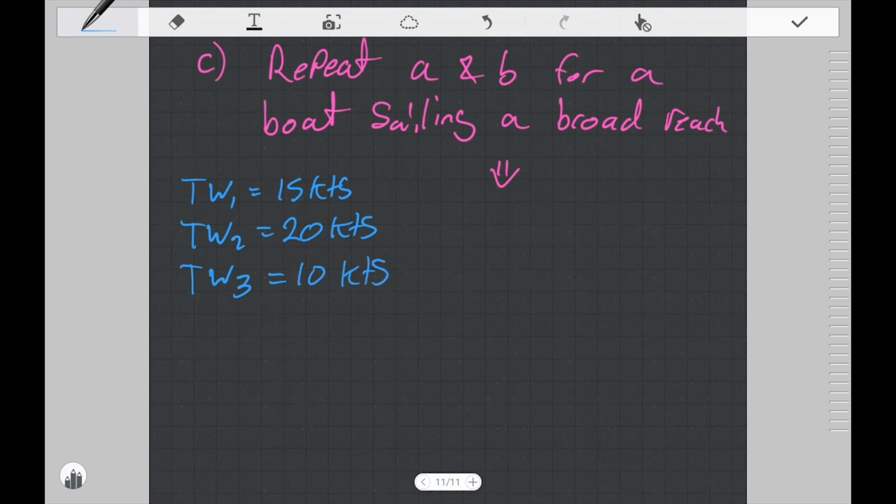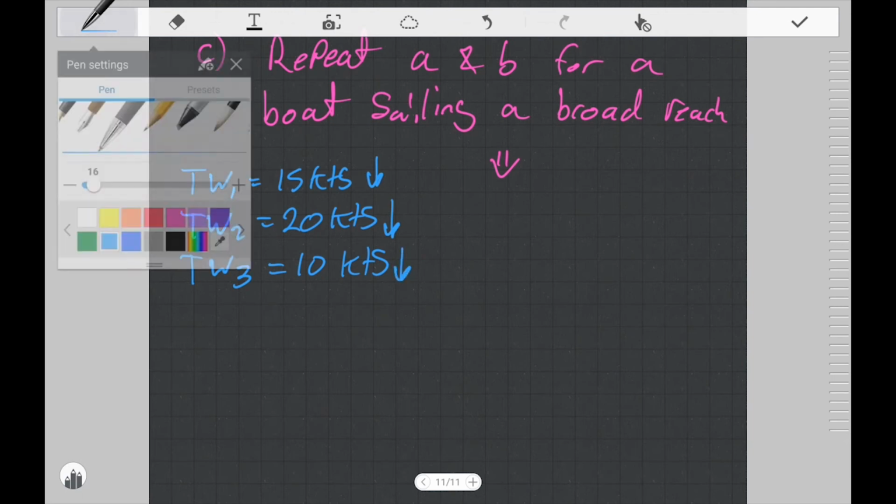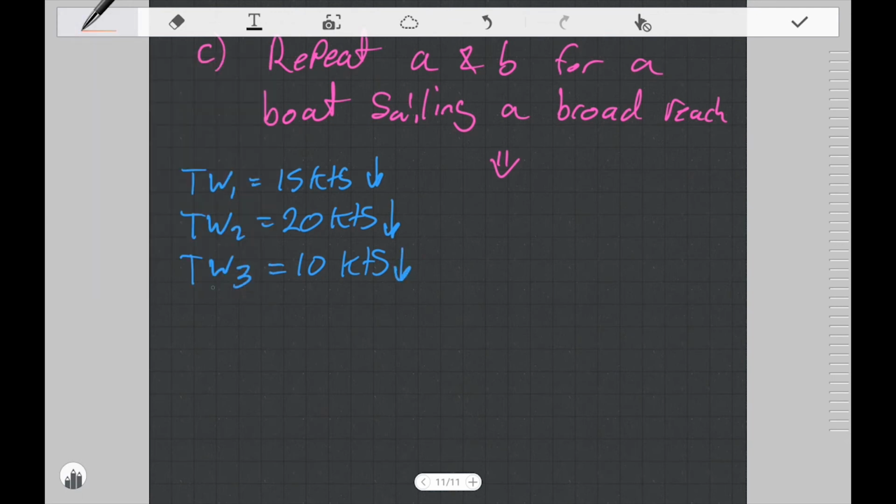So this is going to be before a gust or lull. This is going to be after a gust hits, and this is going to be after a lull hits. Of course, we're still assuming that we have a constant boat speed of 5 knots, and I think you can see where this is going.